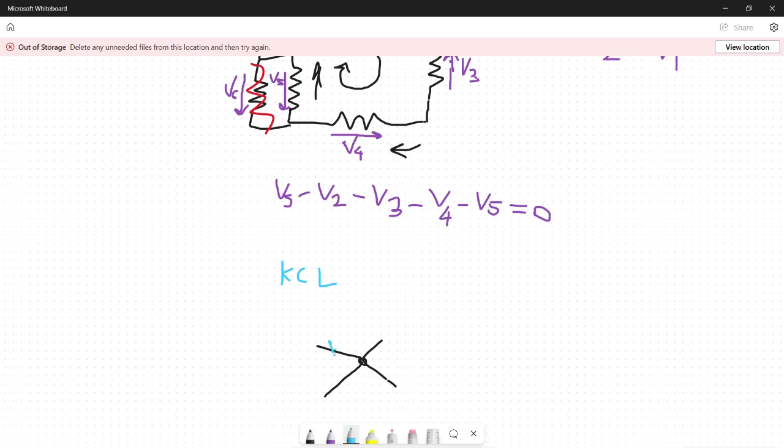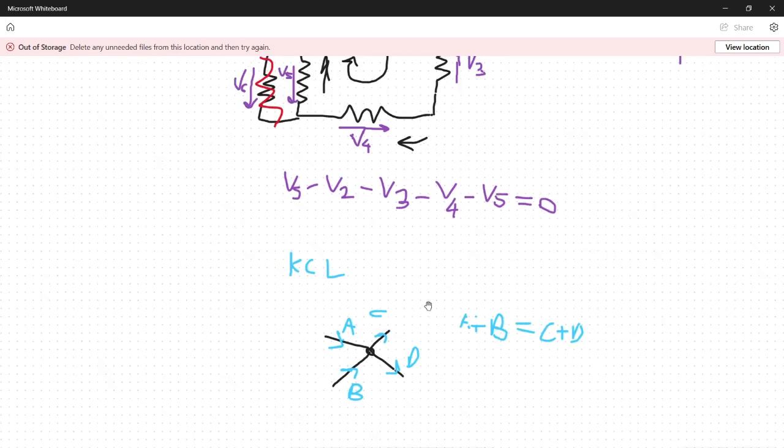So if this is current A and this is current B, this is current C and current D, well then A plus B is going to equal C plus D. And yeah, so the currents going into a node will always be the same. I think I said branch earlier, I meant node. So these currents going in will always be the same as the currents going out.